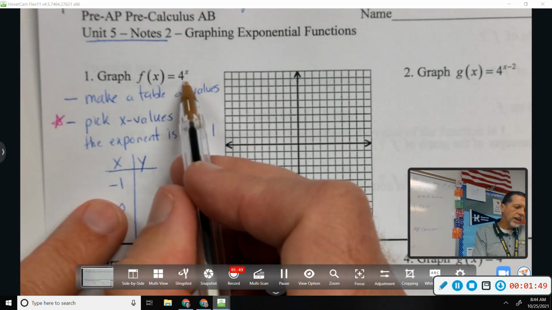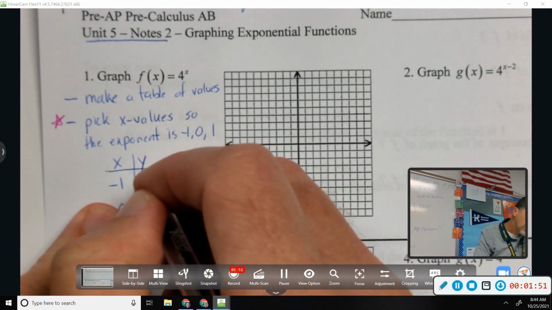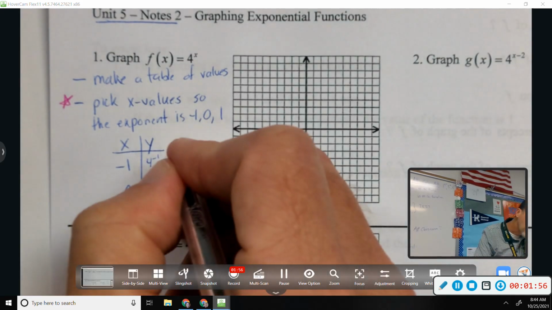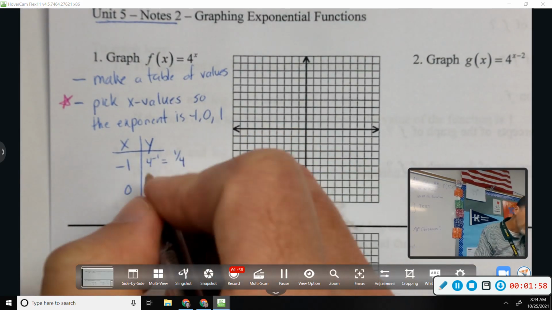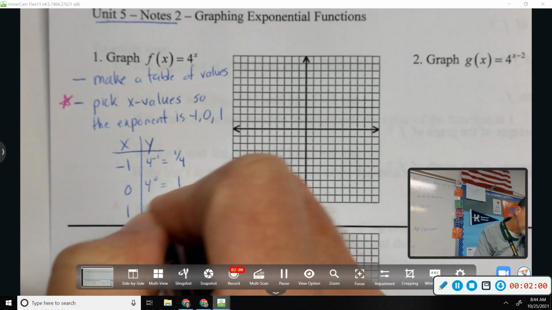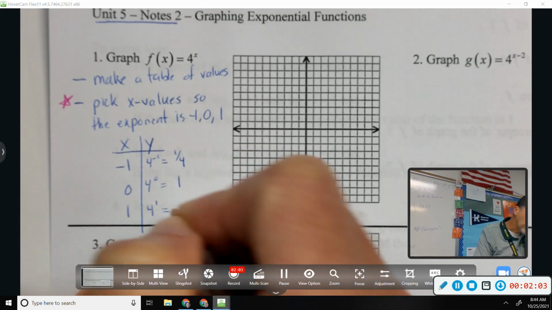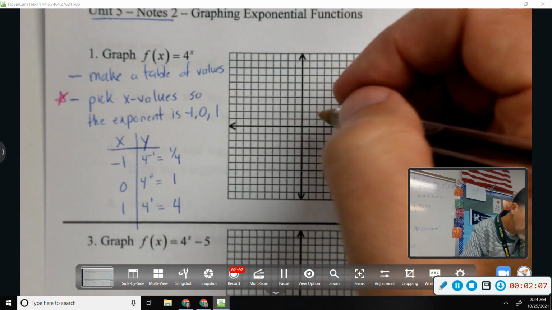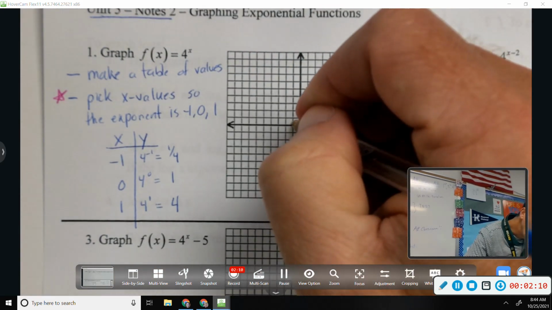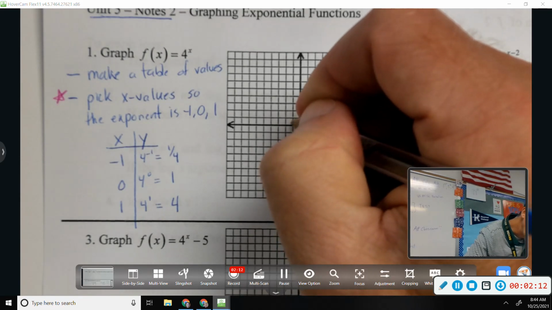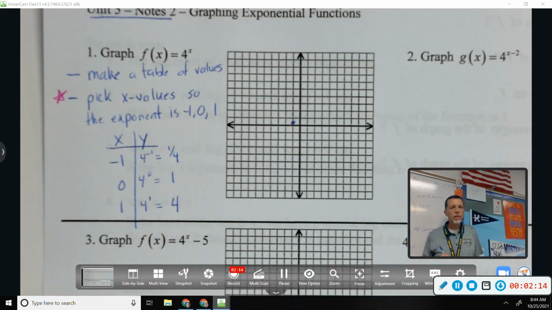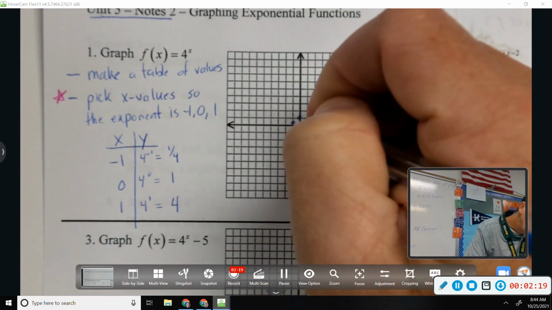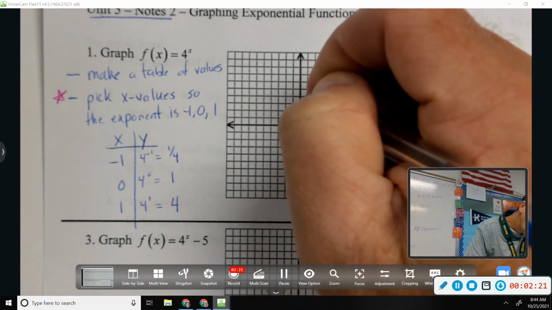So what's 4 to the -1? Careful, not negative, 1/4. And what's 4 to the 0? 1. And then our favorite, what's 4 to the first? 4. So let's plot those 3 points. So -1, 1/4. That's kind of tricky to get when your graph is already kind of small. 0, 1, 1, 4.